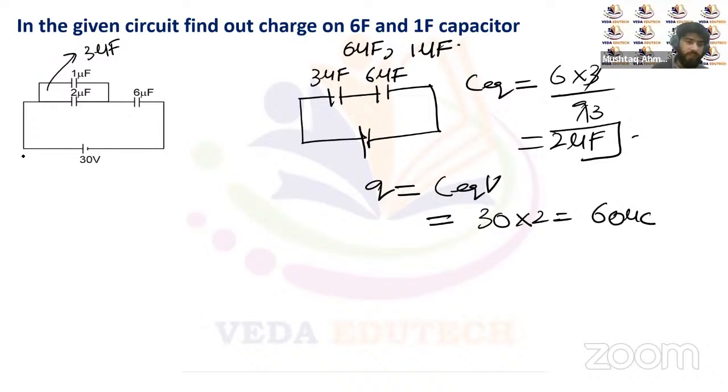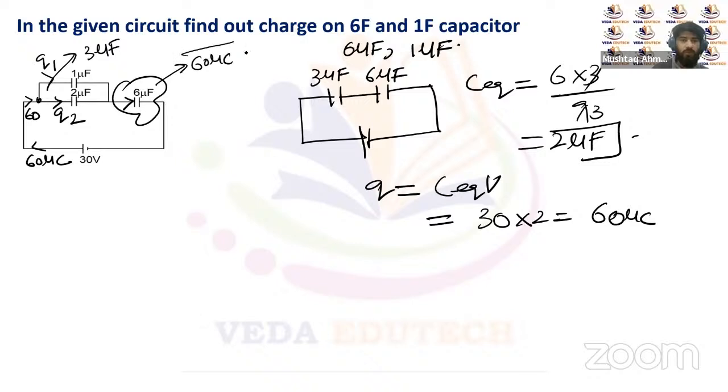So if this 60 microcoulomb of charge is supplied by this battery, the same amount of charge will be on this capacitor as well, right? There will be 60 microcoulomb charge at this junction. Some of the charge will be supplied to this, and the total charge of 60 microcoulomb will be supplied to this 6 microfarad capacitor. So the total charge on the 6 microfarad capacitor has to be 60 microcoulombs, right?